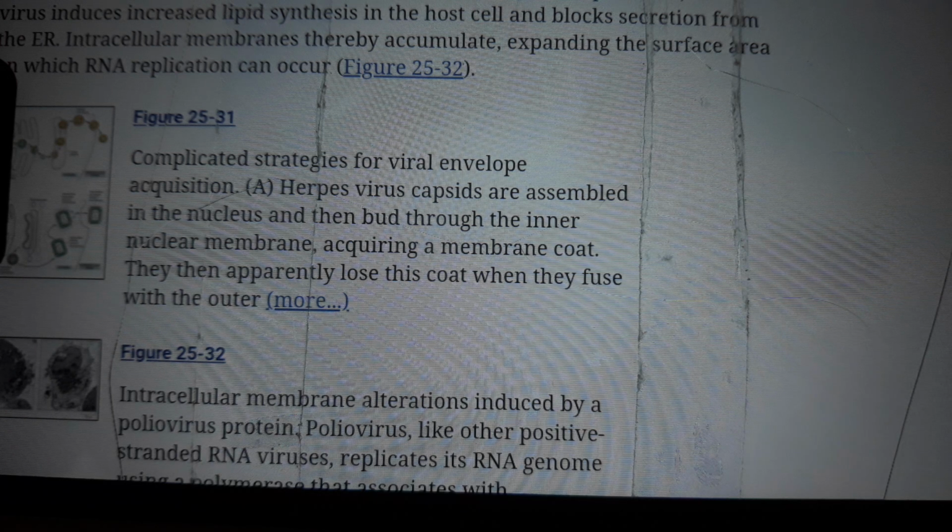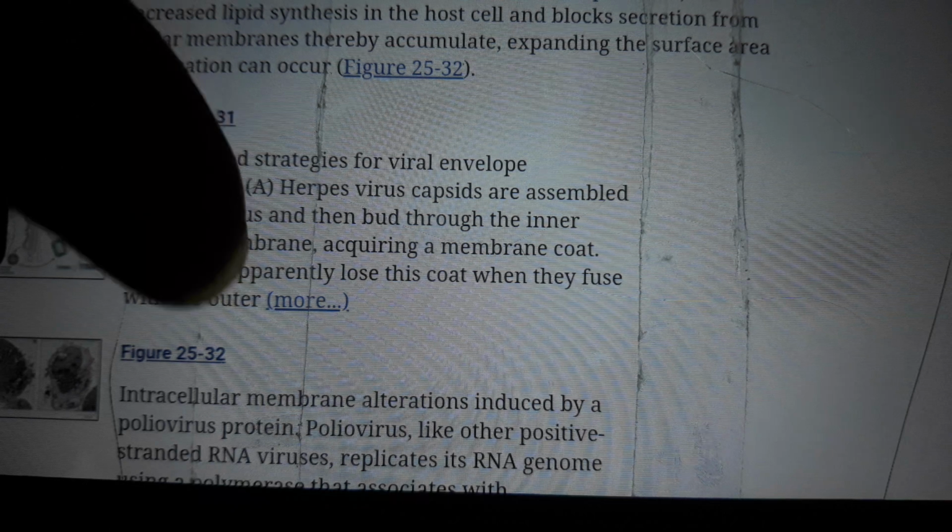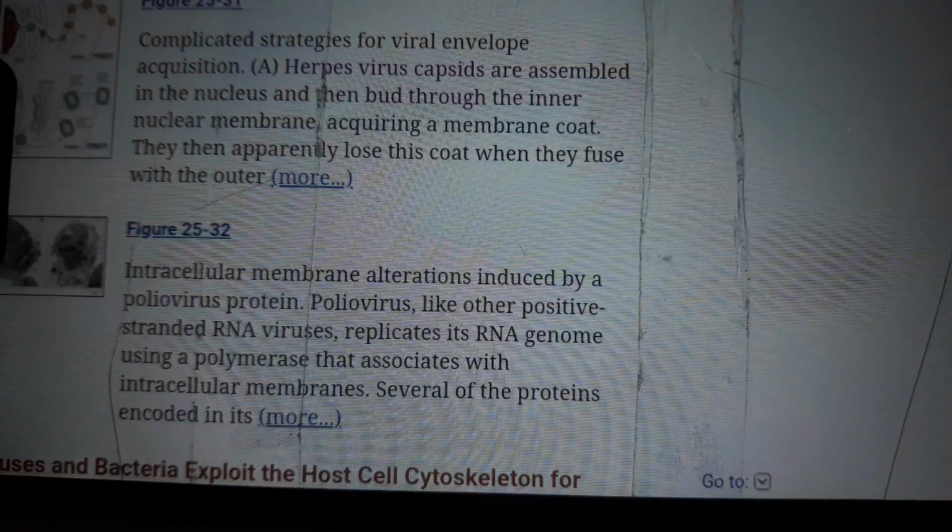Replication can proceed more quickly if the surface area of the host cell membrane is increased. To accomplish this, the virus induces increased lipid synthesis in the host cell and blocks secretion from the ER. Intracellular membranes thereby accumulate, expanding the surface area on which the RNA replication can occur.